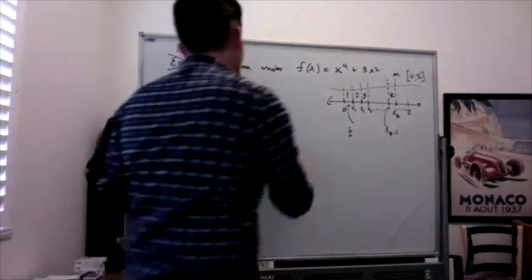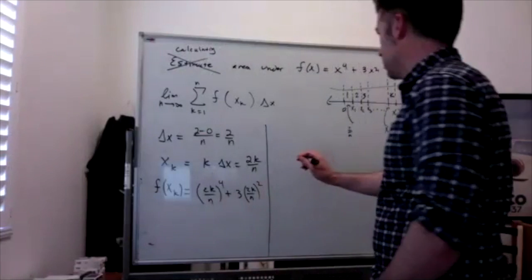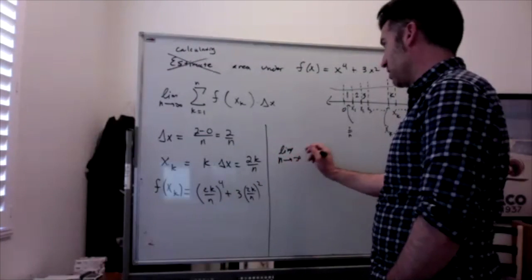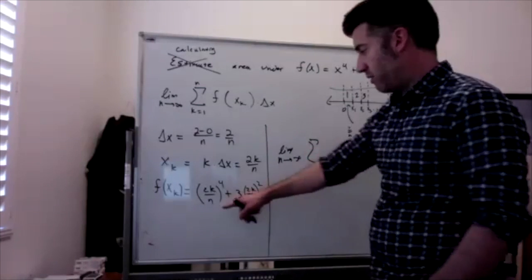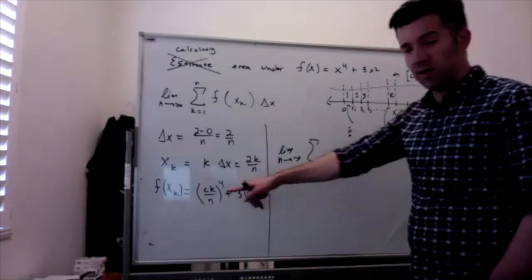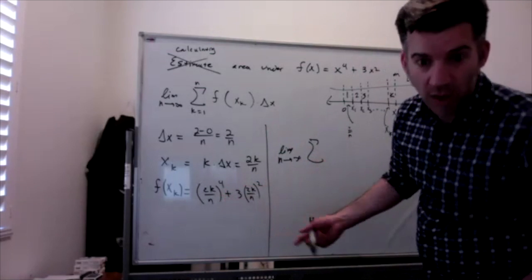All right, so let's throw it all into the formula here. We're going to have the limit as n goes to infinity of the sum of this plus this times this. So that's going to be, and let's multiply this out a little bit. Oh, sorry.